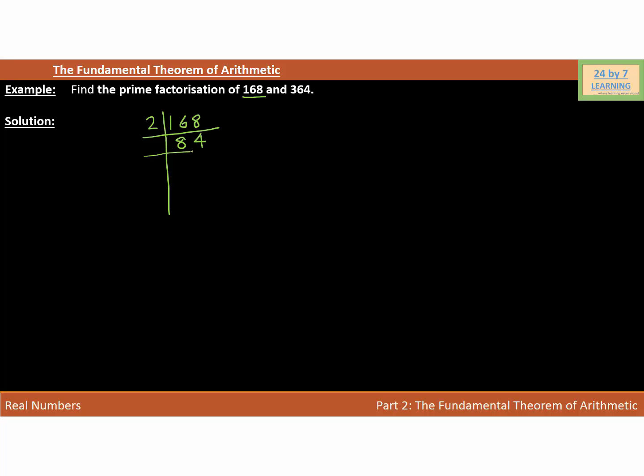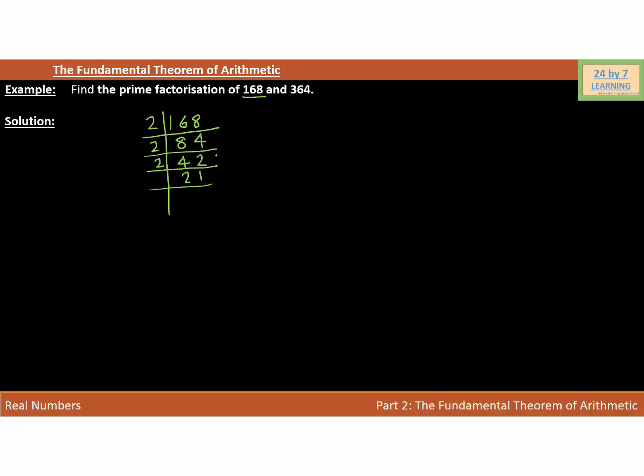Now, 84 is still an even number. So I will consider 2 as my factor. So 8 over 2 is 4. And then 4 over 2 is again 2. So as you can see, 42 is still an even number. So I will consider 2. So 4 over 2 is 2. And then 2 over 2 is 1.